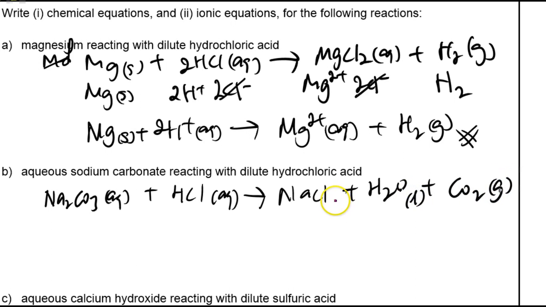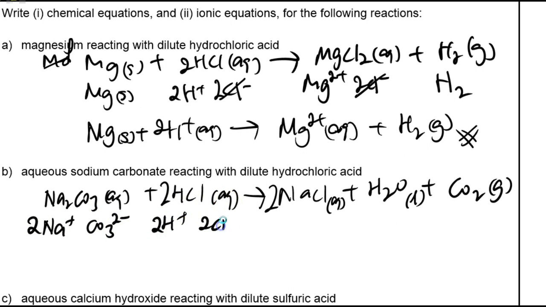So let's fill in the state symbols now, and we need to balance the equation. There's 2 here, 2 here. So next step, we split the ions out. We have 2Na plus, we have 1 CO3 2 minus, we have 2H plus, we have 2 Cl minus, we have 2 Na plus, we have 2 Cl minus, we have water, and we have carbon dioxide.